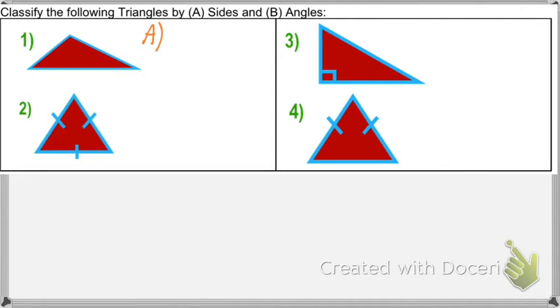Okay, Bailey, what'd you say? Scalene. Why would you say it's scalene, Bailey? None of the sides are congruent. Very good. I'd agree 100% with that. None of the sides are congruent, so it is scalene. Good job, Bailey. Let's look at letter B.